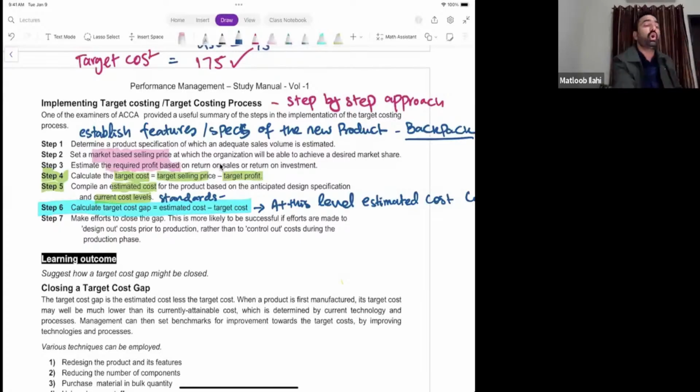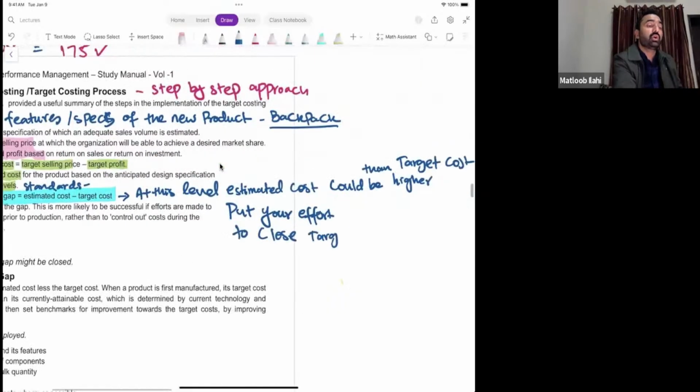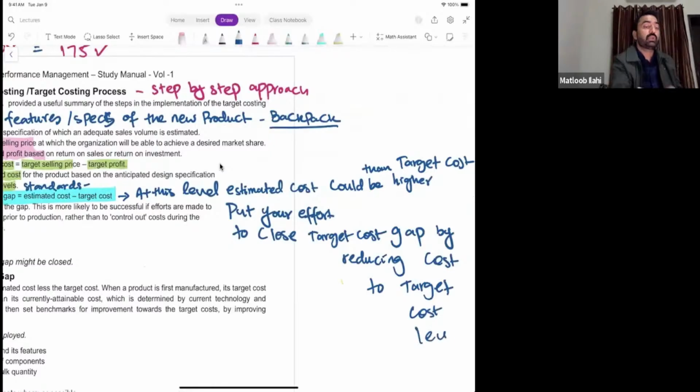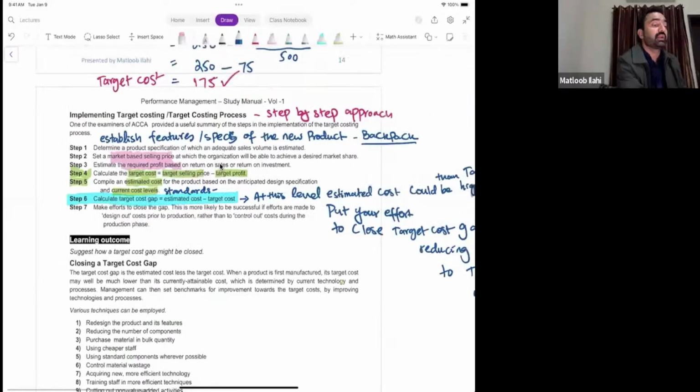So now you have to put all your efforts to close the target cost gap by reducing cost to target cost level. Okay. All right. So this is the step number 7. Step number 7 is about closing the target cost gap.